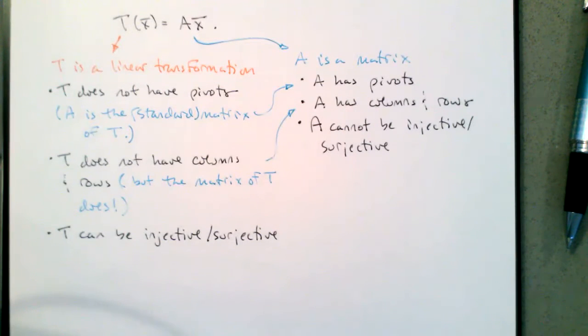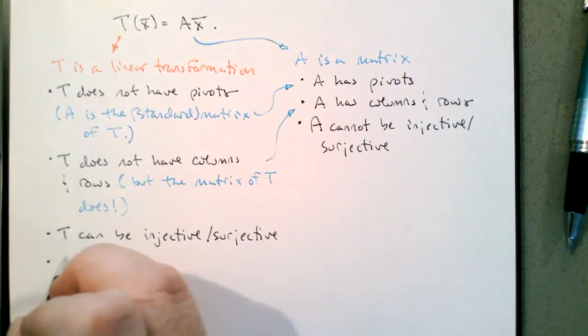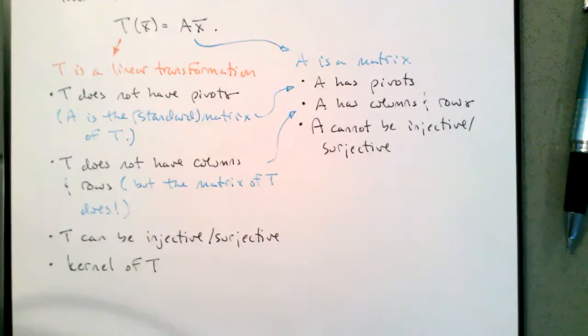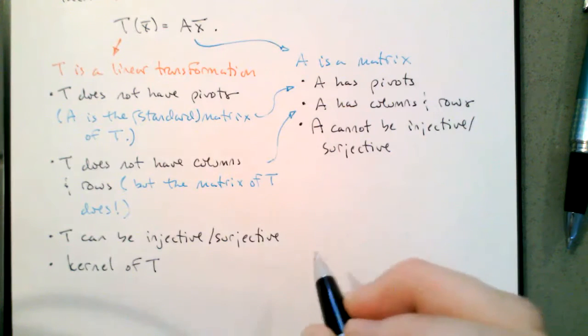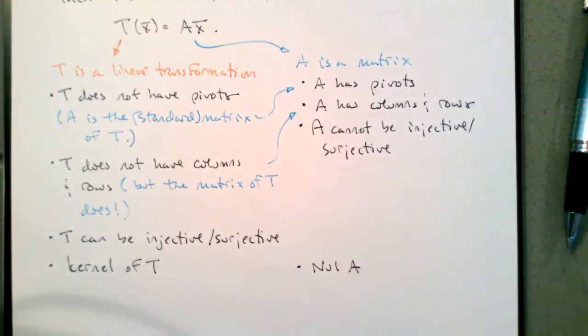We could talk about the kernel of T. T is a transformation, so T has a kernel. But A is a matrix. A does not have a kernel, even though if you said the kernel of A, people would know what you're talking about. But A has a null space. The kernel of T is the set of solutions to T of x equals 0. The null space of A is the set of solutions to Ax equals 0. But we wouldn't want to mix those two up.